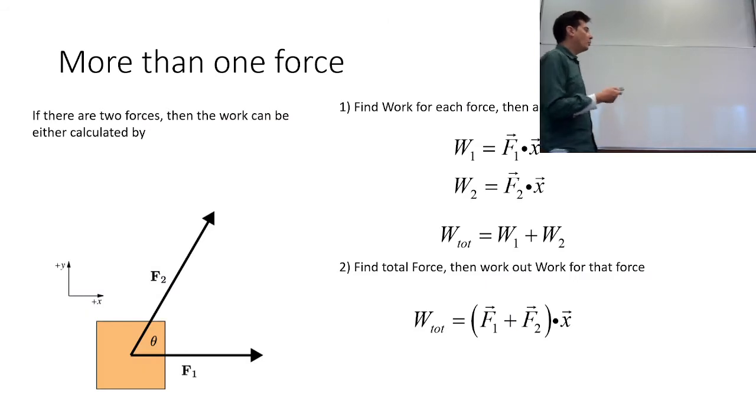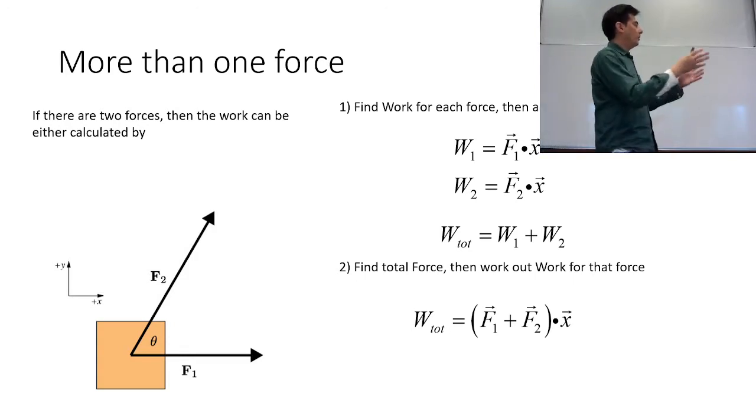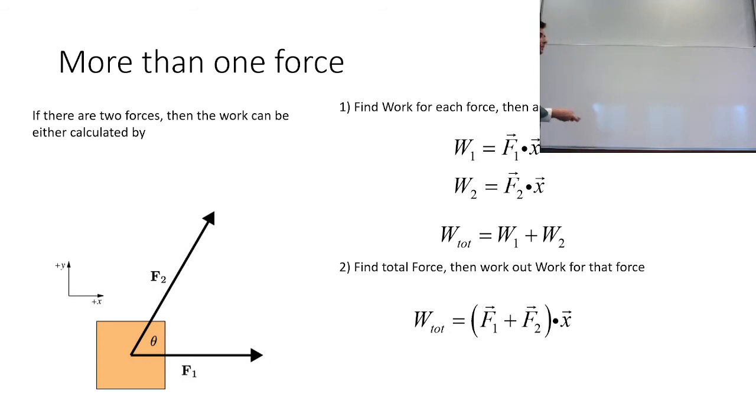Yeah, so if there's more than one force, then there's also more than one work. But if you want to find the total work that's done on the object, then you would add the work for each force together. Alternatively, you can just view this as a combined force, add the forces together, and then calculate the work after that.